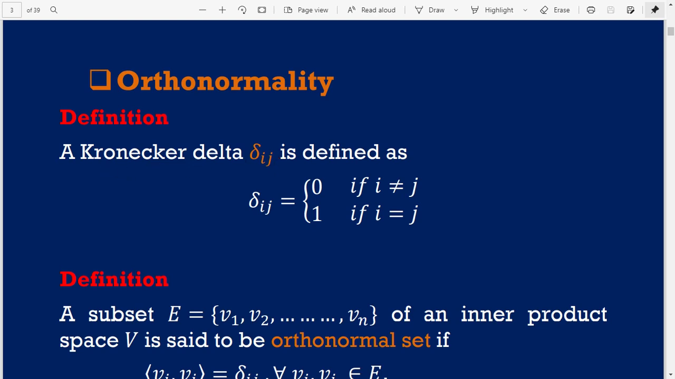Kronecker delta. Delta ij is defined as: delta ij is equal to 0 if i is not equal to j, and is equal to 1 if i is equal to j.